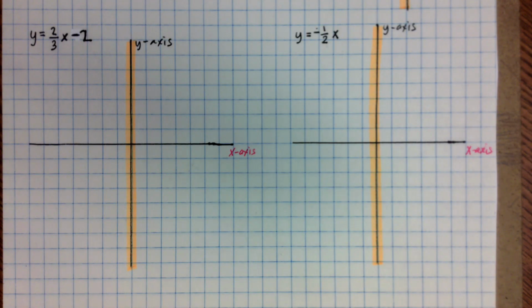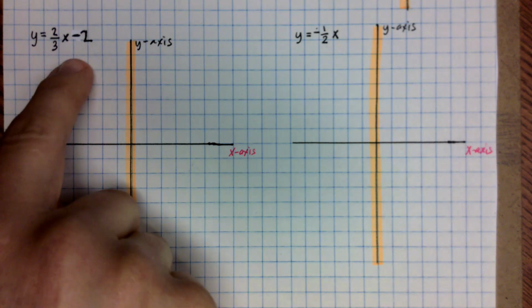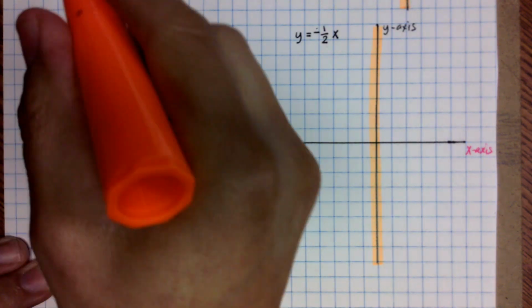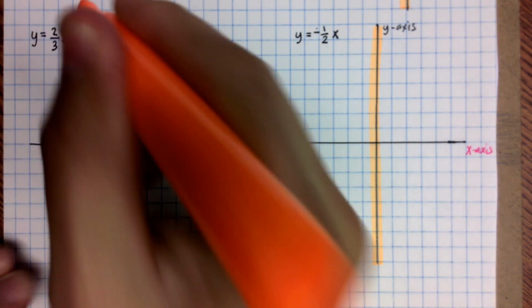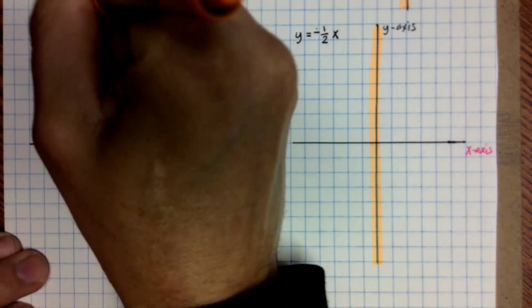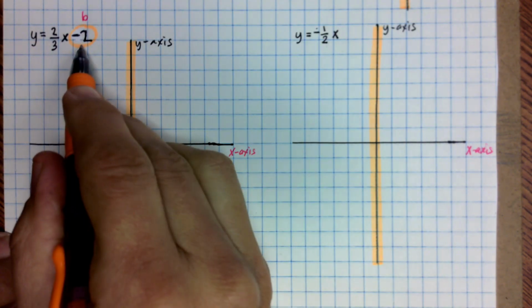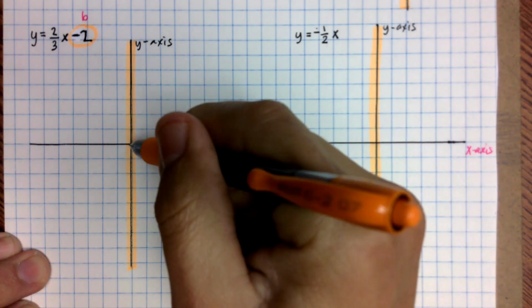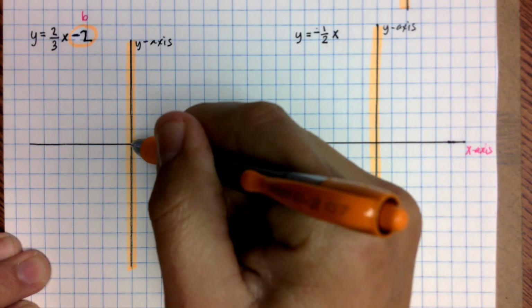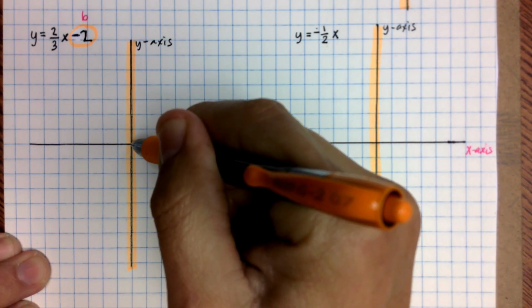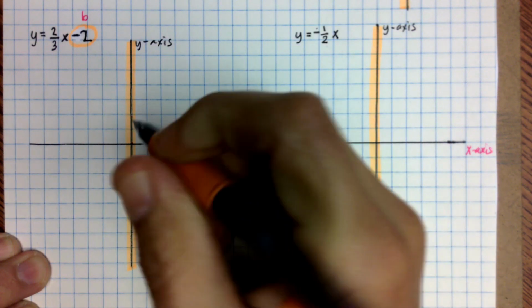Now we have 2 more problems to do, but I want you to notice this problem is a little different here. Instead of having a positive y-intercept, I want you to notice our b value is negative. So I'm going to put a b on top of it. That's my y-intercept, my b value. So instead of going up, because it's a negative y-intercept, I got to find negative 2, which is actually down 2 units.